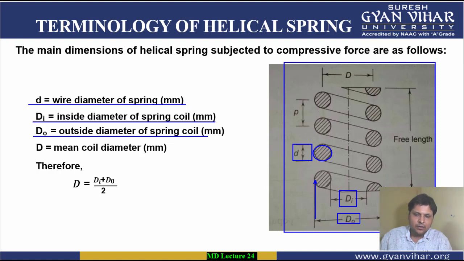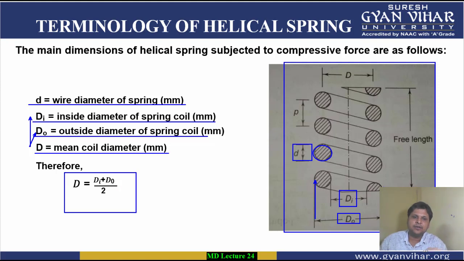Then when you calculate the mean of these two, you will get the mean coil diameter, which we denote by capital D. How do we calculate the mean diameter? We all know how to calculate the mean. It is Do plus Di divided by 2, outer diameter plus inner diameter divided by 2. This is the mean coil diameter of the helical spring.